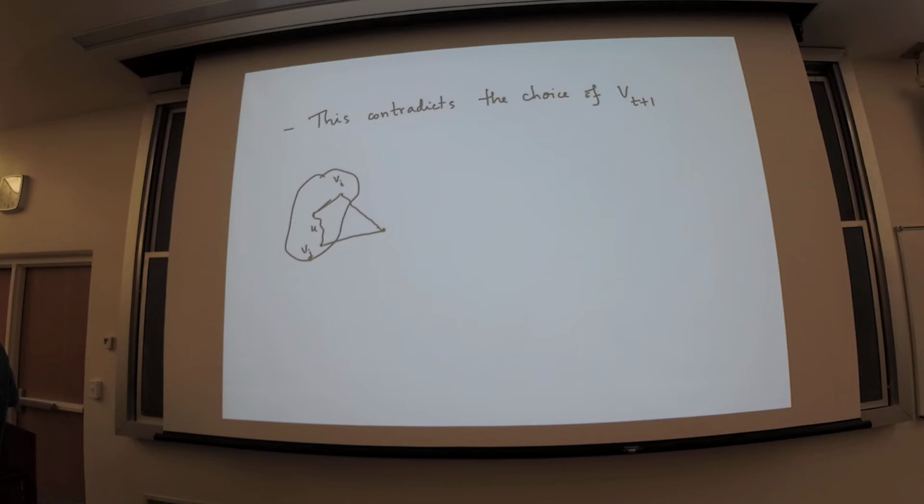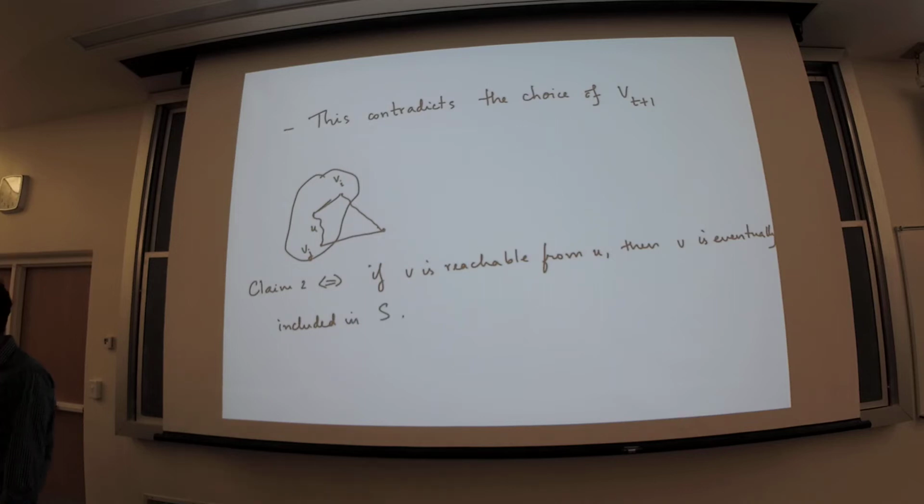Okay. So what he's trying to say is that, in some sense, we would like to claim that claim 2 is equivalent to saying that if V is reachable from U, then V is eventually included in S. This is what claim 2 is saying.